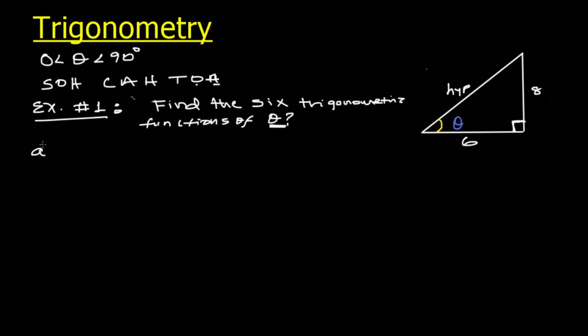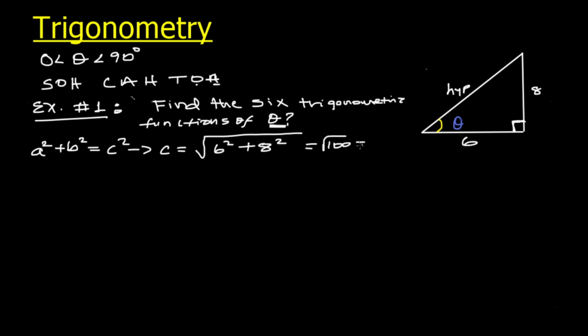We have a squared plus b squared equals c squared. Our c is the longest side of the triangle, which is the hypotenuse. So c equals the square root of a squared plus b squared, which is 6 squared plus 8 squared. This is equal to the square root of 100, which equals 10. So our hypotenuse is equal to 10. All right. Now we can get the 6 trigonometric functions.